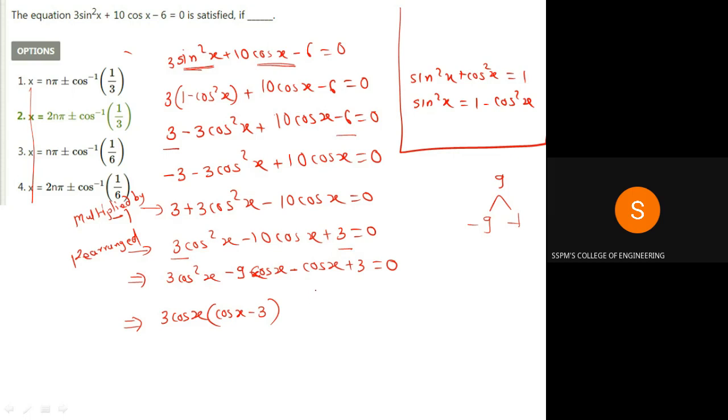Now we write the bracket again here: cos x minus 3 is equal to 0. What is common here? Minus 1. So minus 1 into cos x is minus cos x, and minus 1 into minus 3 is plus 3. So in the next step we will collect the terms: 3 cos x minus 1 will be in one bracket.